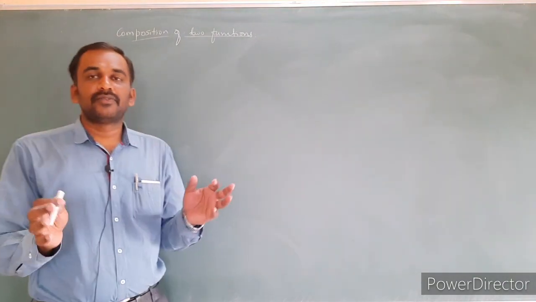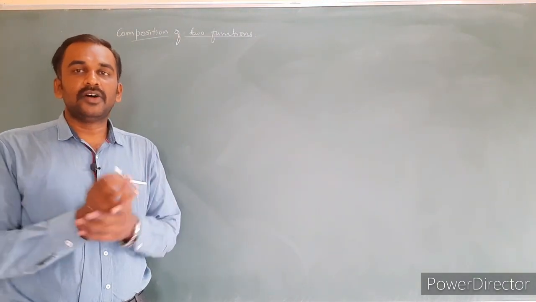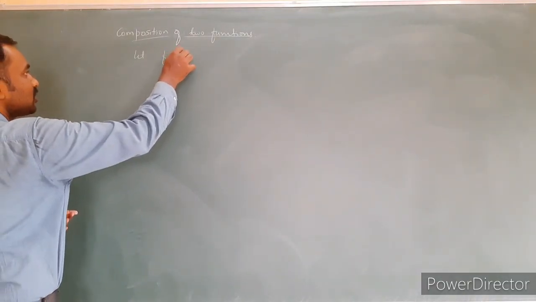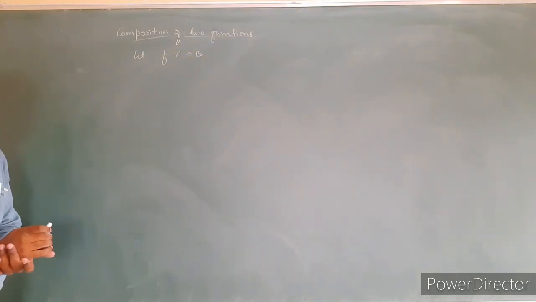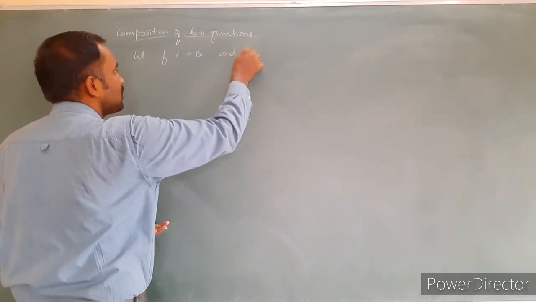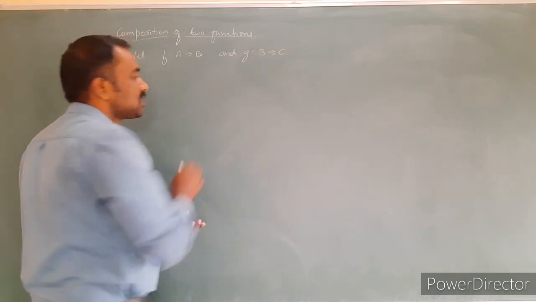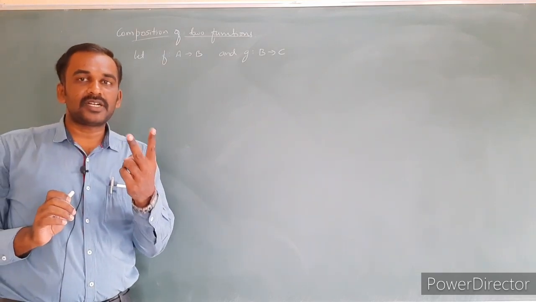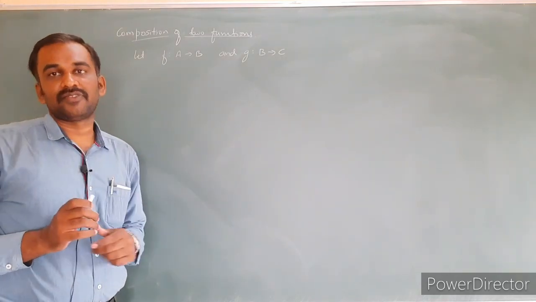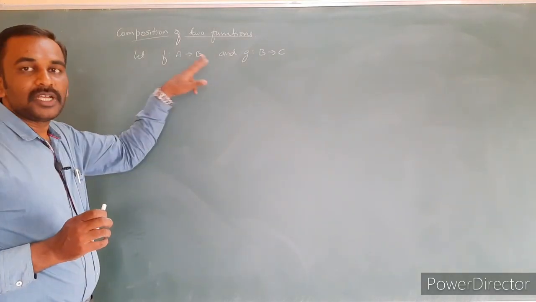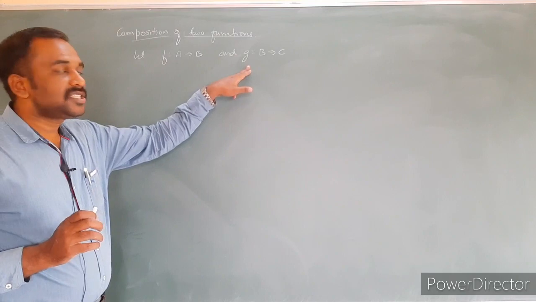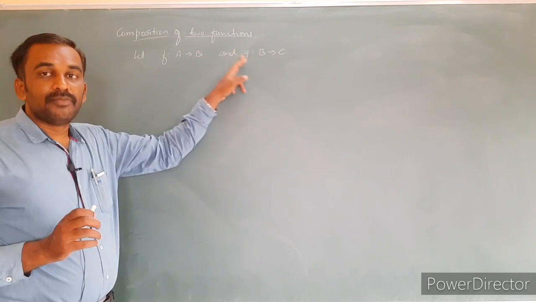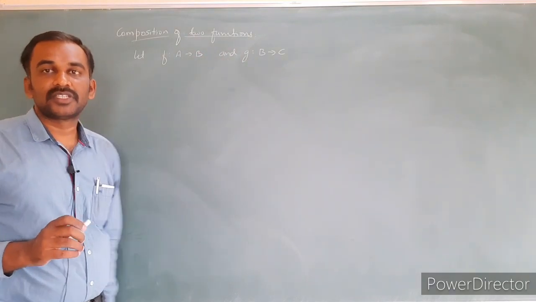What is the meaning of this? We have to combine two functions. How to combine them? Consider the general definition. Let f be a function from the non-empty set A to the non-empty set B, and g another function from the non-empty set B to the non-empty set C. Here f is a function from A into B, with domain set A and codomain set B. g is a function from B to C. Here the codomain set of f becomes the domain set of g.